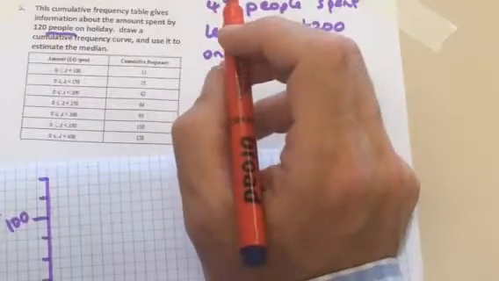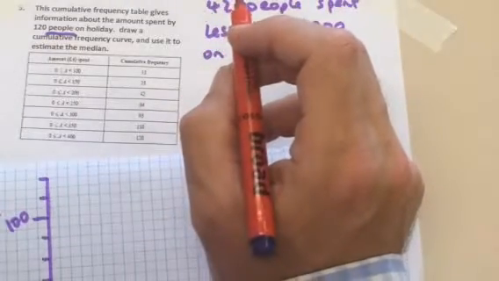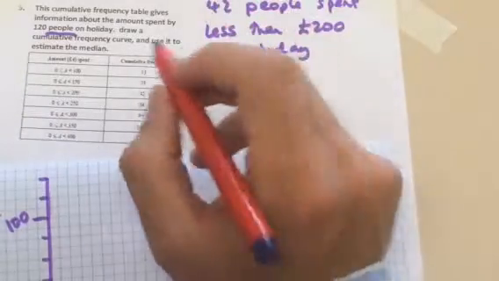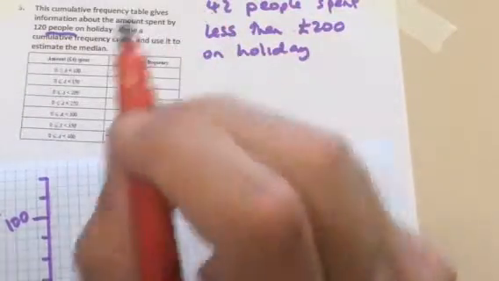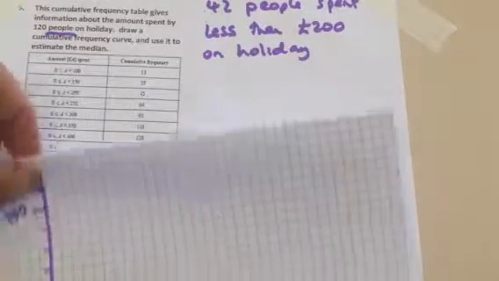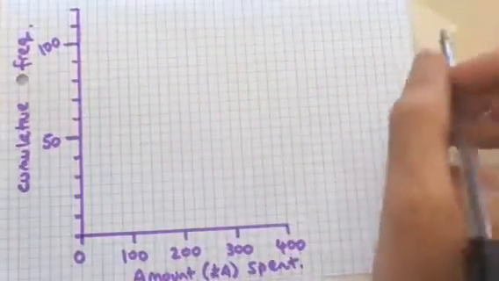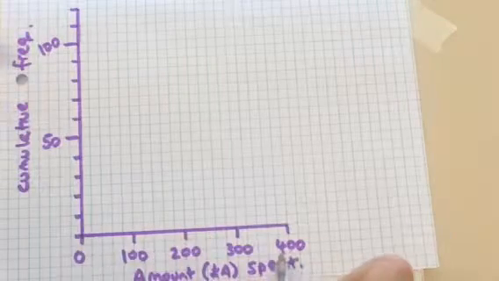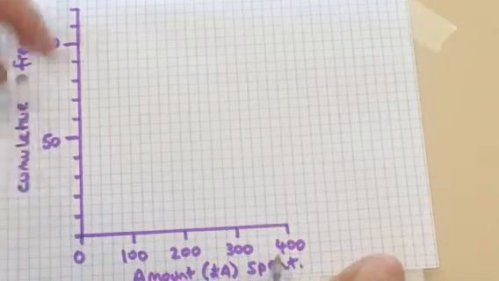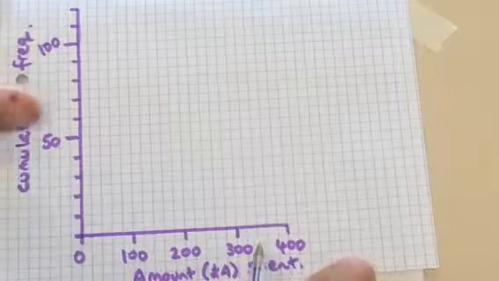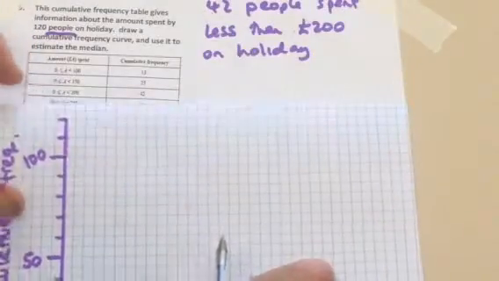We don't need to do that for this question, but we do need to understand the data that we're given. This is cumulative frequency. Okay, so we're going to plot a cumulative frequency graph. So, if you look here, I have set up some axes. Along the bottom, we have the amount of money spent, and cumulative frequency always goes up on the y-axis. Okay, so let's start plotting some points.